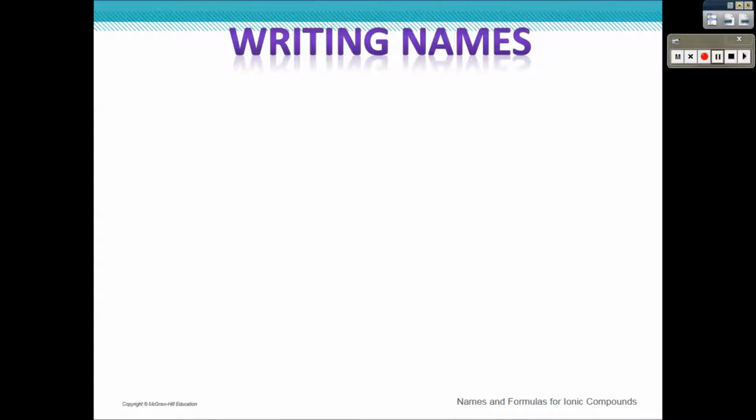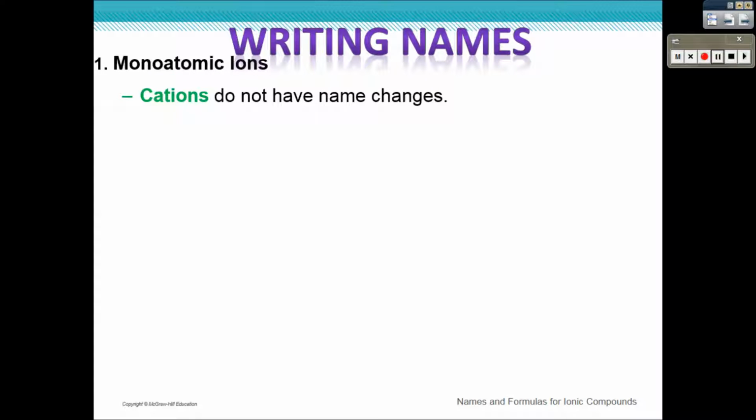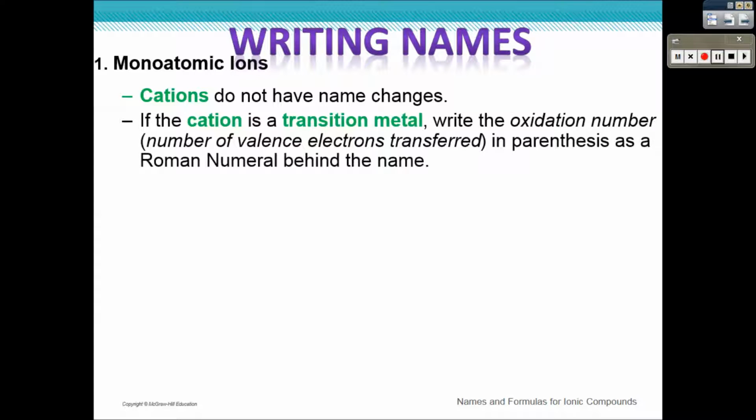Now, what if you have to write the name of a monatomic ion? Well, in general, cations, which are usually your metals, they're not going to have any name change. So whatever their name is on the periodic table, that's their same name when they become an ion. Now, if the cation is a transition metal, here's where it can get a little confusing. You're going to write the name as normal, but behind the name, you have to put what's called the oxidation number. And that's how many valence electrons they're going to transfer.